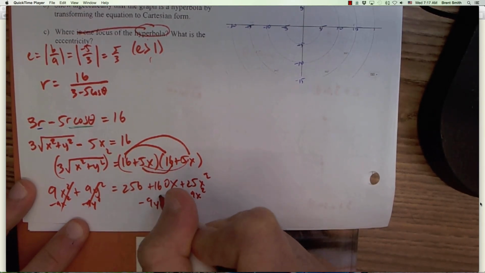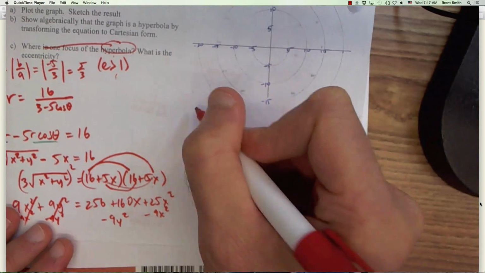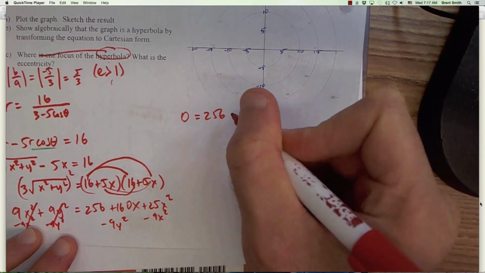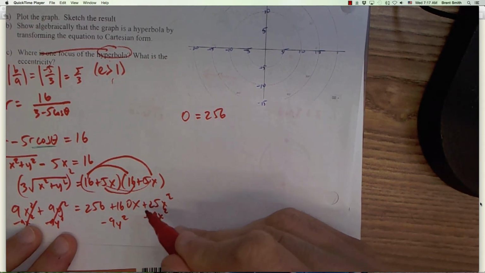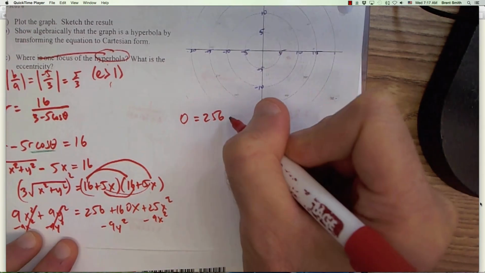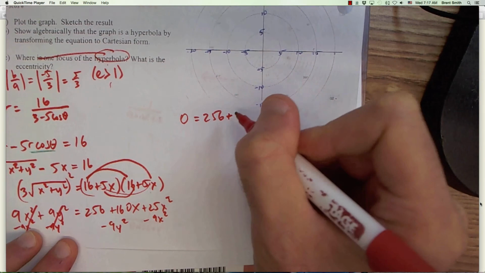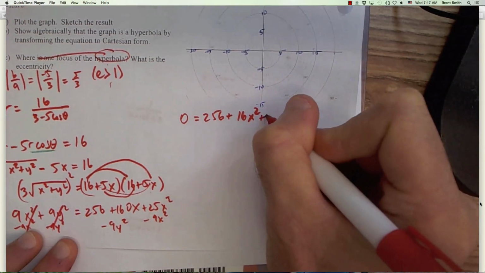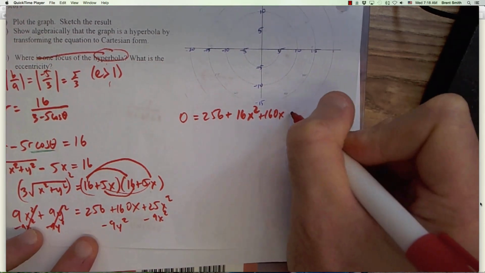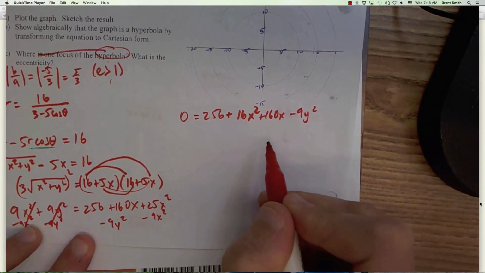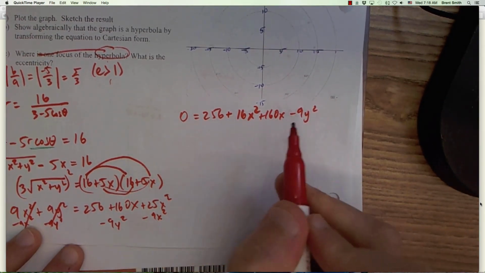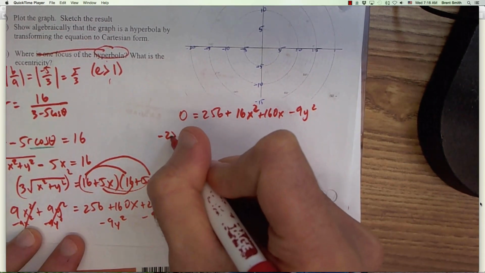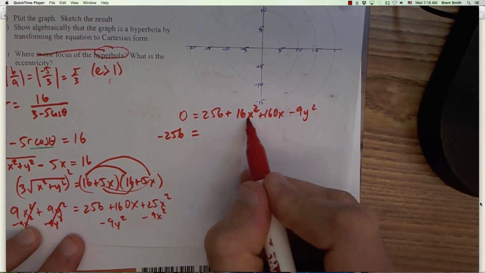I have no y squared, so for right now I've got 0 equals 256. Let's put the x squared first. So 25x squared minus 9x squared is 16x squared. I've got 160x, and I've got minus 9y squared. This is like our general form now. Let's kick this guy over here. So we have negative 256 equals this.